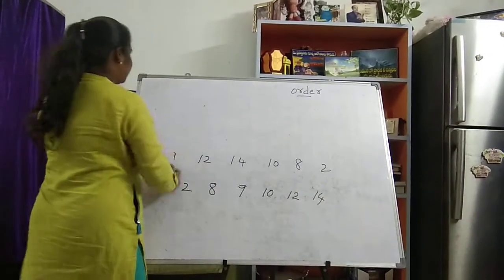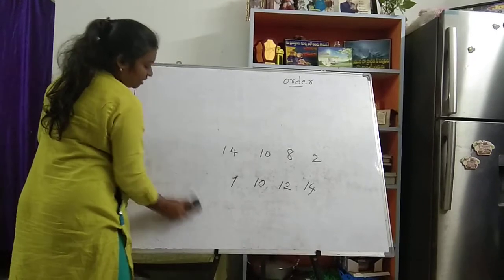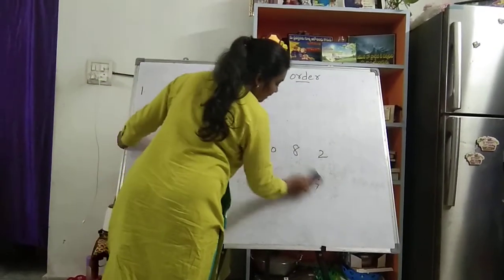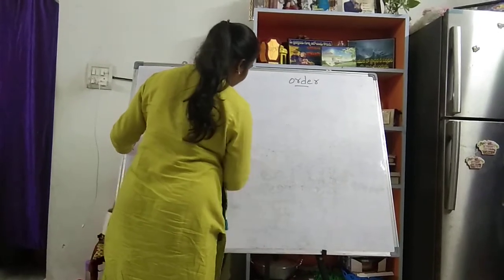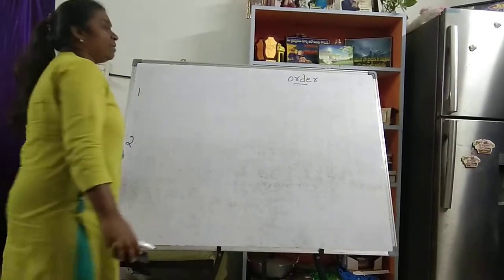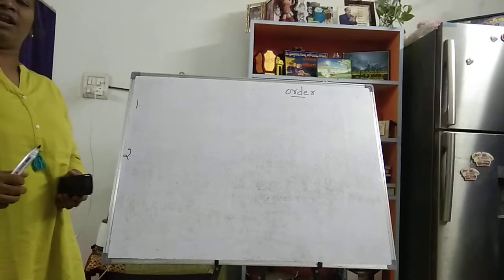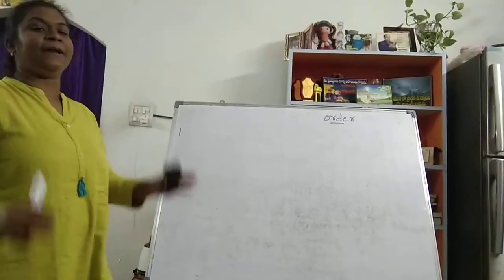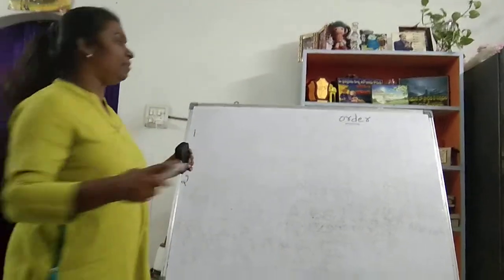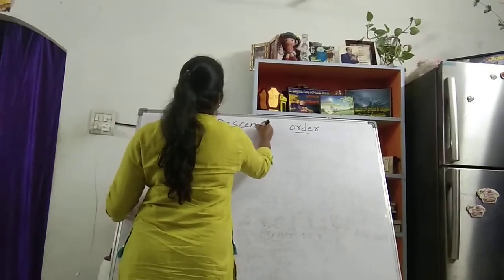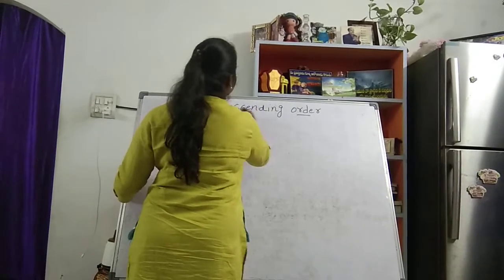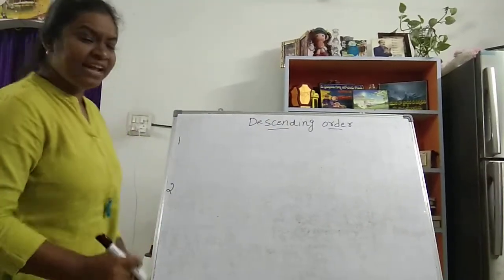After this, we'll do the next topic, that is descending order. What is descending order? Descending order is where we write the numbers from the bigger number to the smaller number. Descending ante taggadam. So we write from bigger number to the smaller number. That is called descending order.